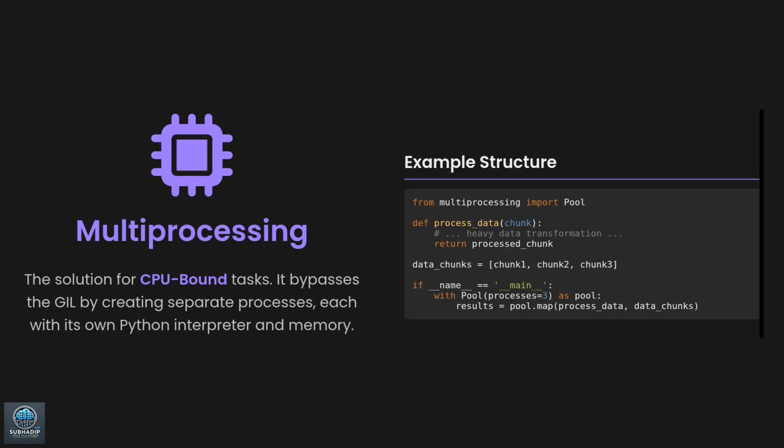Multiprocessing, on the other hand, creates completely separate processes. Each process gets its own Python interpreter and memory space, which means it is not limited by the GIL. This is the perfect solution for CPU-bound tasks, like complex mathematical calculations, data aggregations, or transformations on large datasets, as it allows for true parallelism across multiple CPU cores.